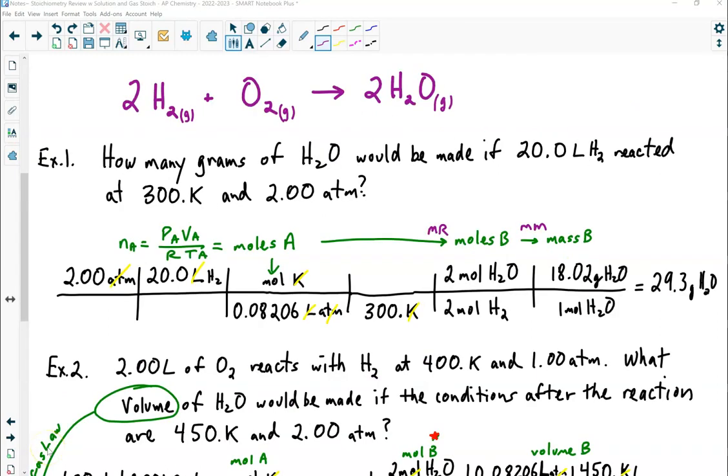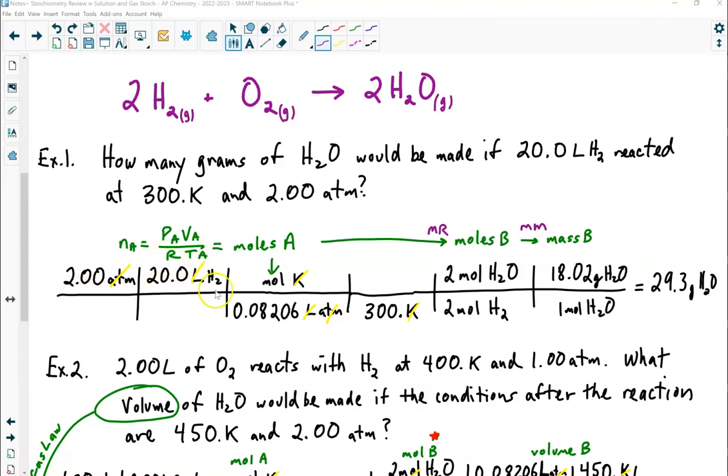Okay, we're back to the equation where we had hydrogen gas and oxygen gas reacting to make water vapor. So how many grams of water would be made if 20 liters of hydrogen gas reacted at 300 K and 2 atmospheres? And so what do we need to do? We need to get to moles of A. In this case, the moles of A will be the pressure of the hydrogen times the volume of the hydrogen over the temperature of the hydrogen, divided by R again. So you see what I set up here.